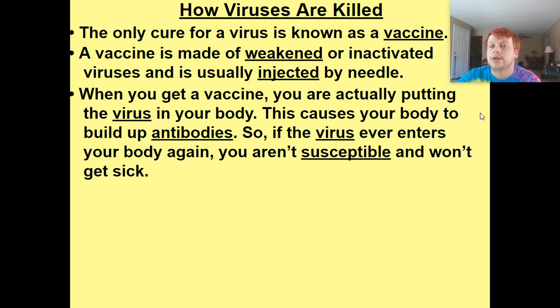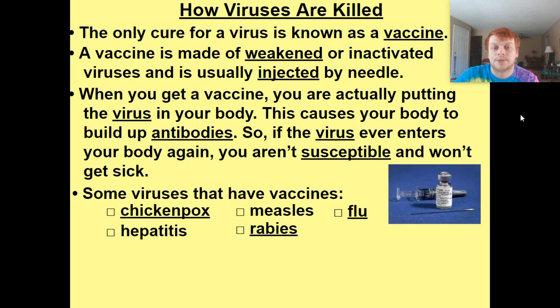So when you get a vaccine, what you're doing is you're putting a weakened form of the virus in your body. Usually the capsule has been disrupted, so the DNA is just free floating. And this causes your body to build up antibodies, which are how our body fights off infection. So if the virus ever gets into your body again, you aren't susceptible to that disorder and won't get sick because you already have antibodies built up and you can recognize that virus immediately and start combating it, instead of taking those steps to actually build and produce antibodies upon initial infection.